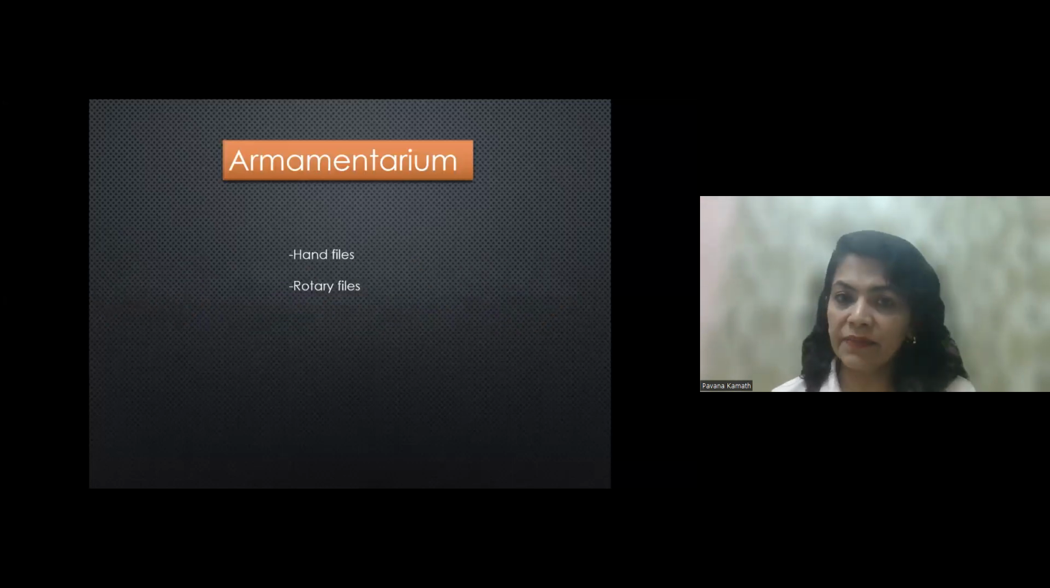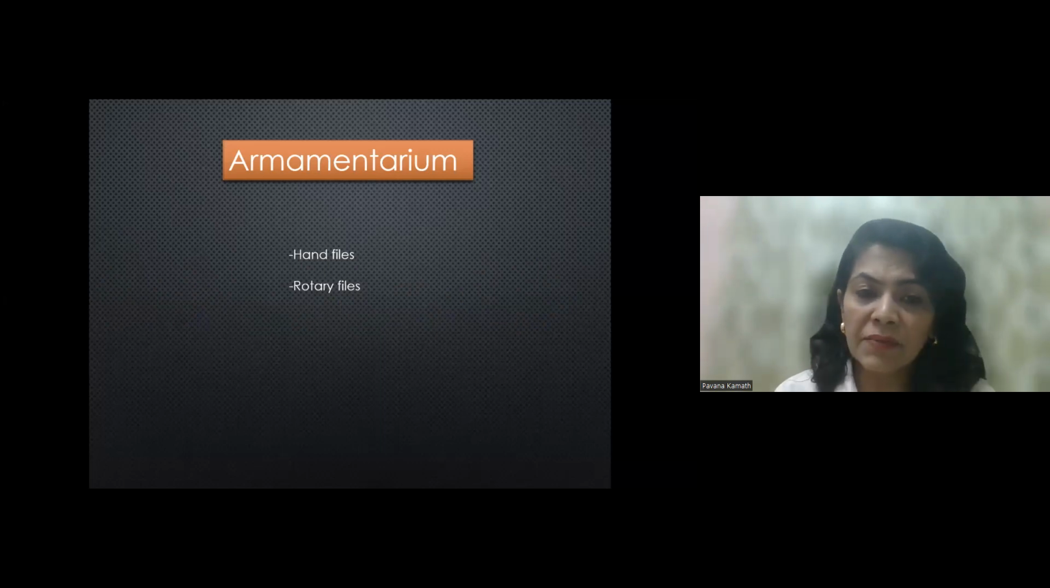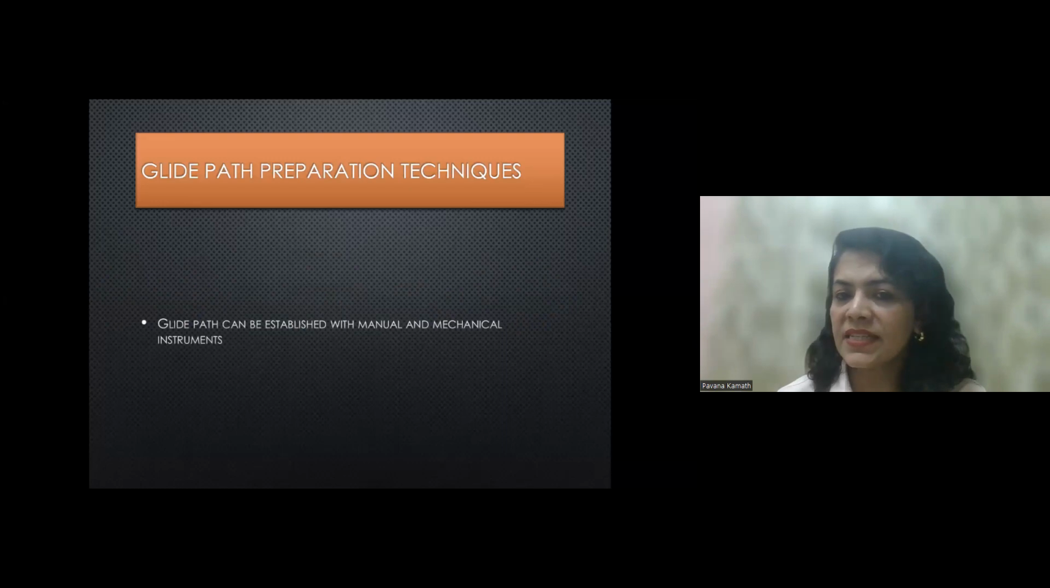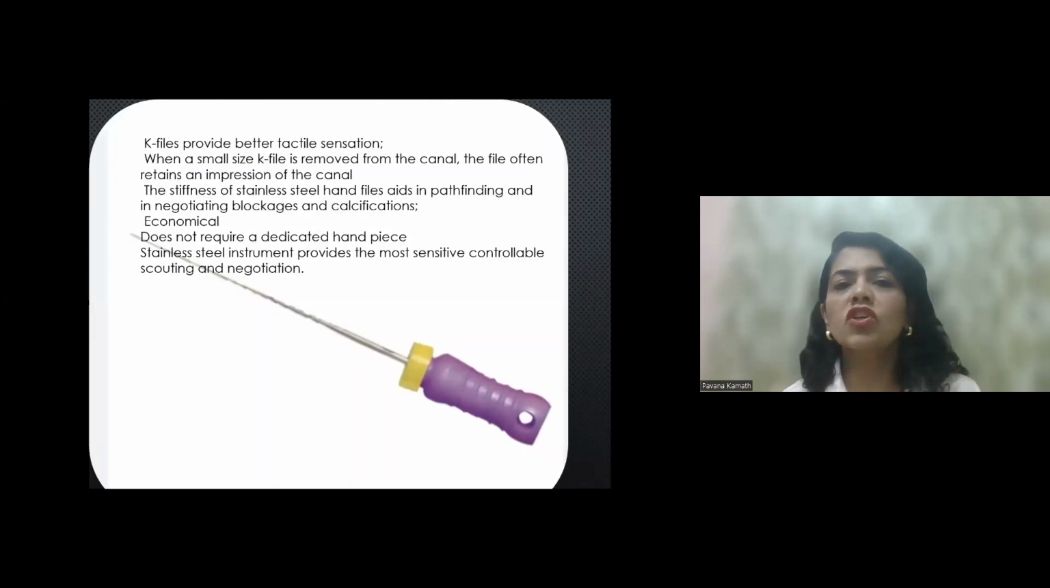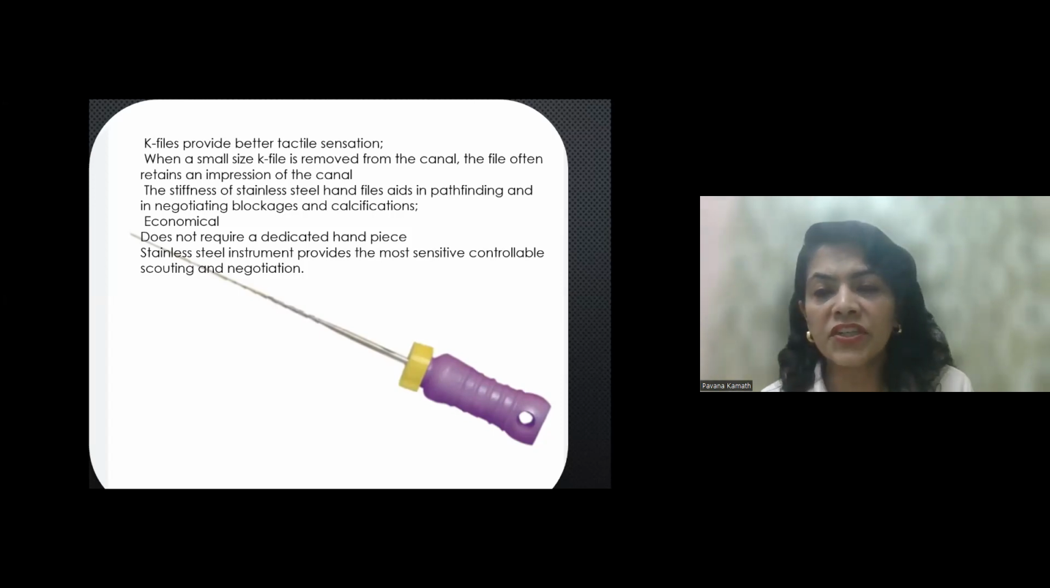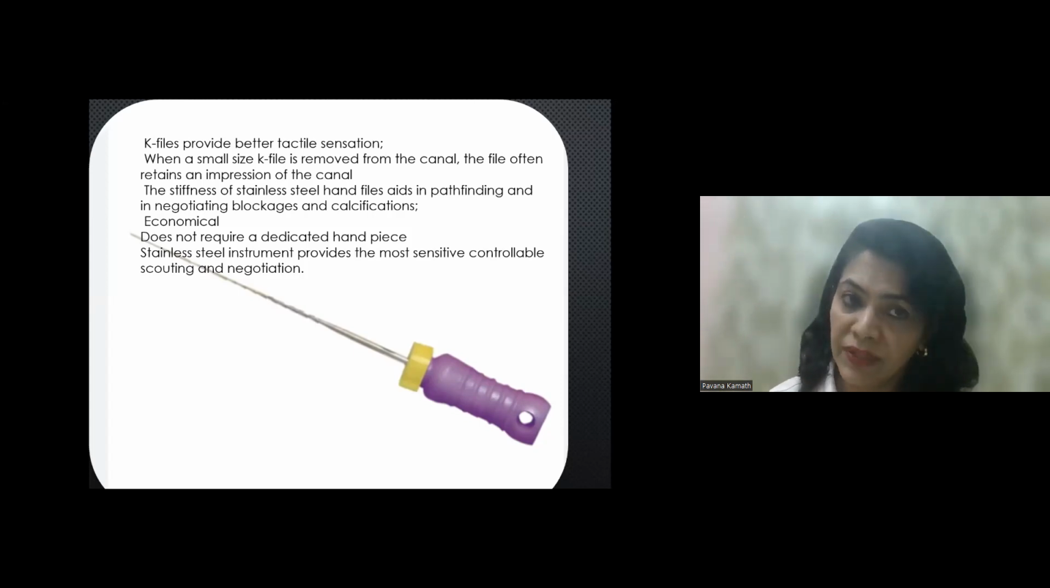The armamentarium, as we all know, either hand files or rotary files can be used for establishing the root canal. Glide path preparation techniques can be both manual as well as mechanical. Now, the most commonly used instrument for establishing the glide path is the K files. They provide adequate tactile sensation and gentleness as well as rigidity to negotiate a root canal at the very outset.